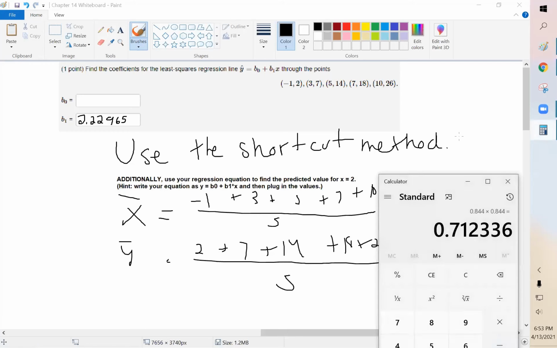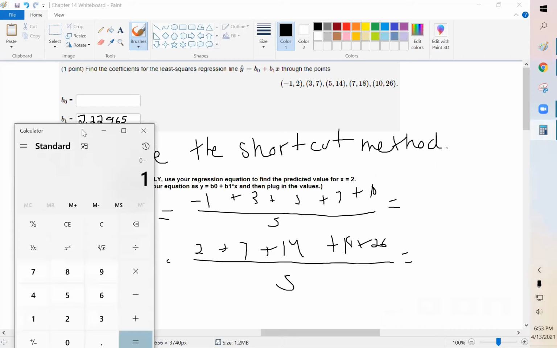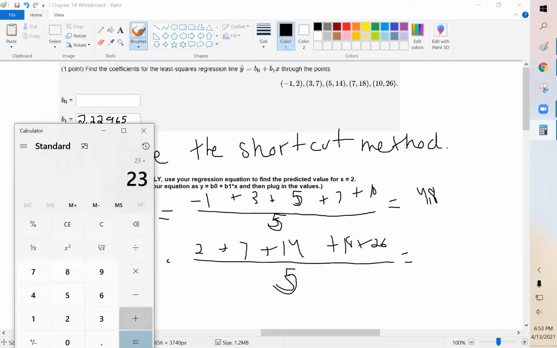Now you can do it by hand or use a calculator, whichever you prefer. Either way, neither of them is going to take much time. -1, 3, 5, 7, 10. Now we divide by 5, so 4.8. Our other one, 2, 7, 14, 18, 26, divided by 5 is 13.4.